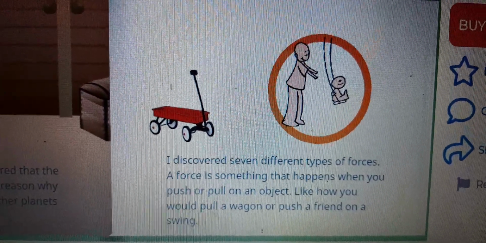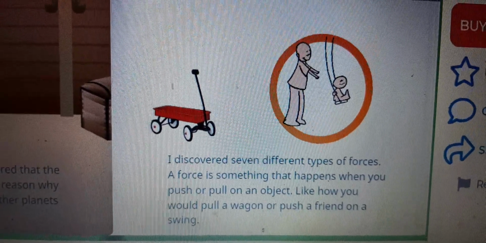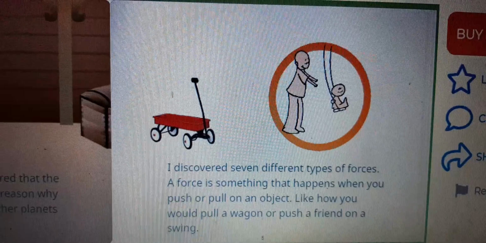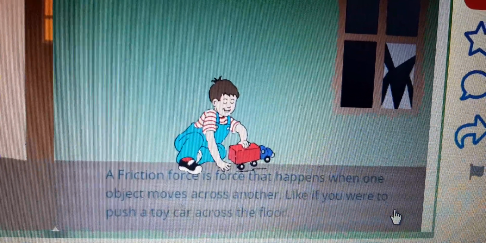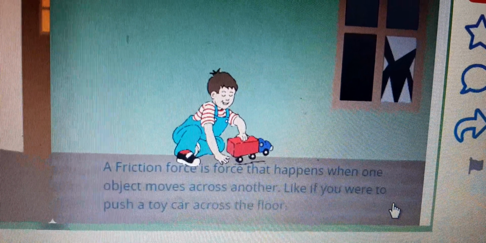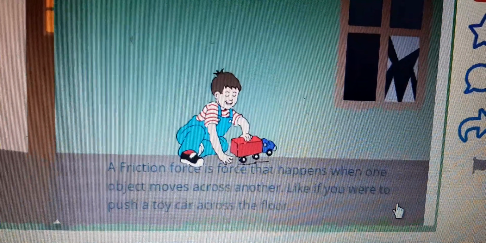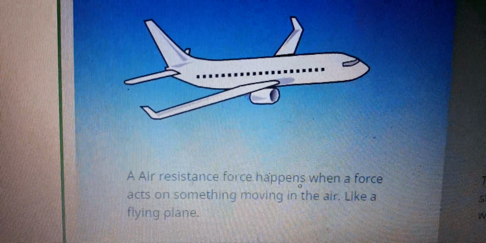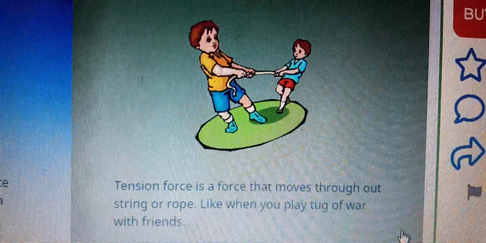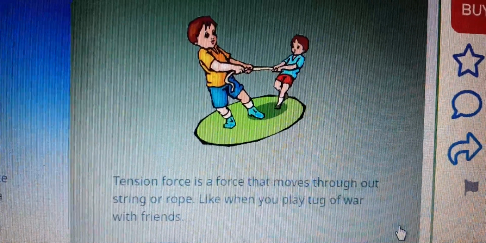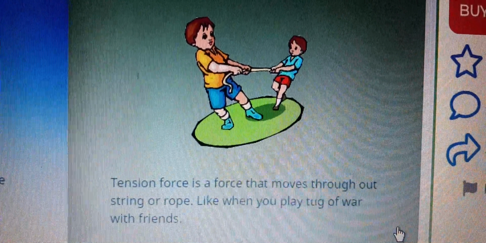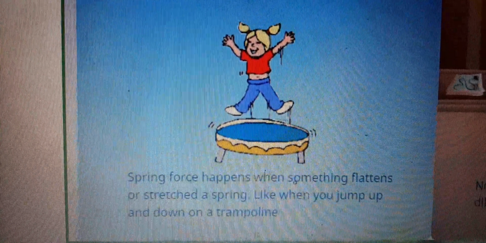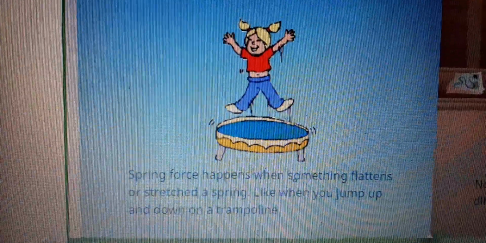I discovered 7 different types of forces. A force is something that happens when you push or pull on an object, like how you would pull a wagon or push a friend on a swing. A friction is a force that happens when one object moves across another, like if you were to push a toy car across the floor. An air resistance force happens when a force acts on something moving in the air, like flying a plane. Tension force is a force that moves throughout a string or rope, like when you're playing tug of war with your friends. And a spring force happens when something flattens or stretches like a spring, like when you jump up or down on a trampoline.